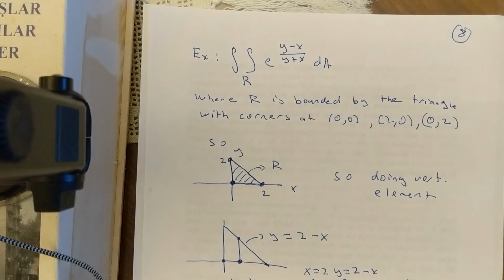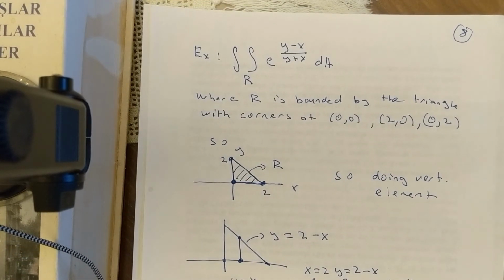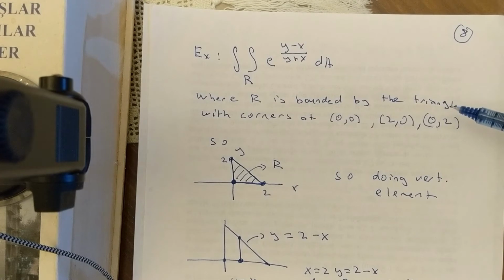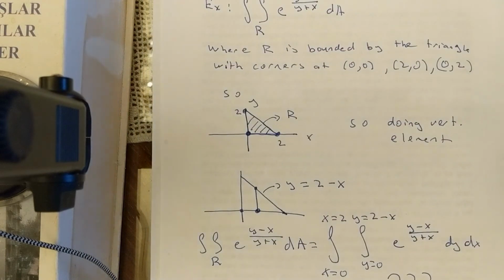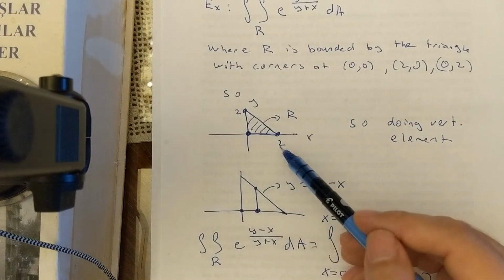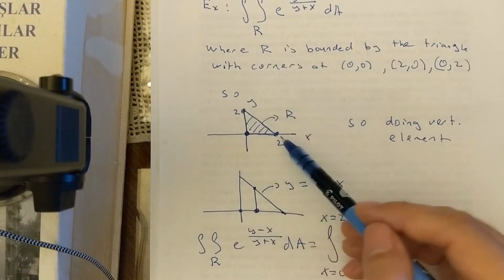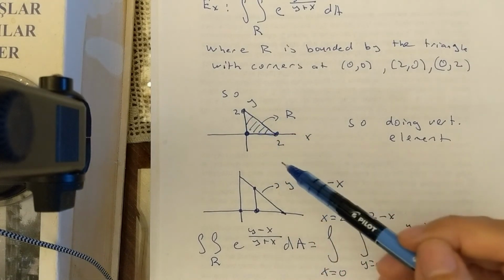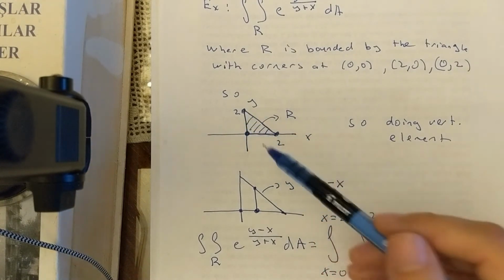Okay, so the question is, I'm just going to straightforwardly give you a double integral. We have some region and we're trying to integrate e to the y minus x over y plus x over this region. We need to know the region. The region is bounded by the triangle with corners 0, 0, 2, 0, 0, 2. So I drew the region. This is 0, 0. This is 2, 0. This is 0, 2. It's a right triangle like this.